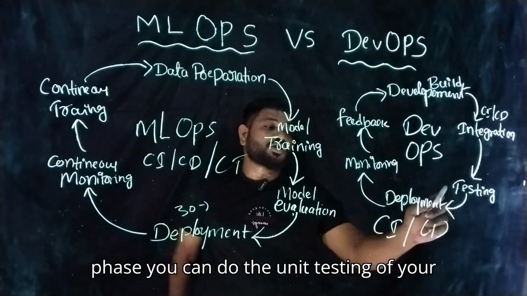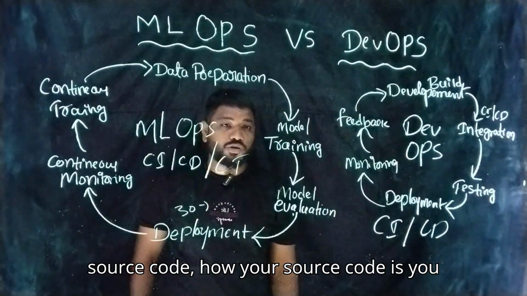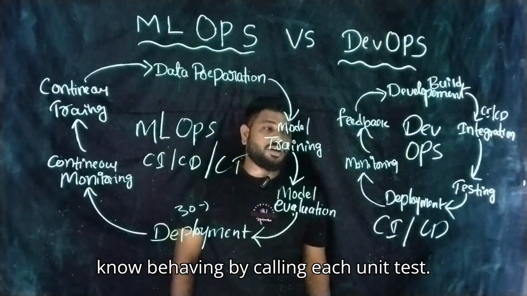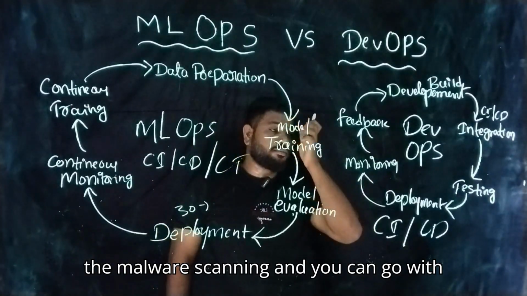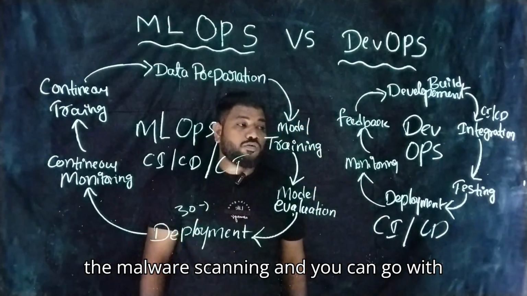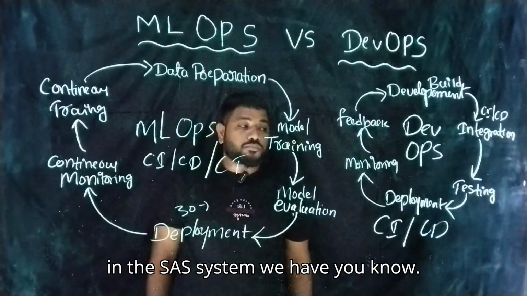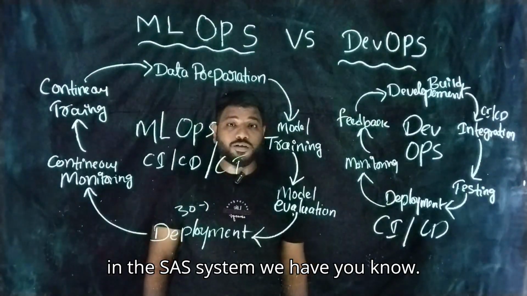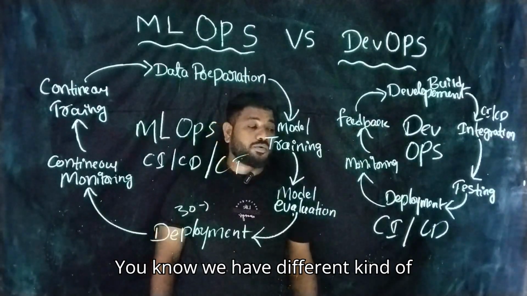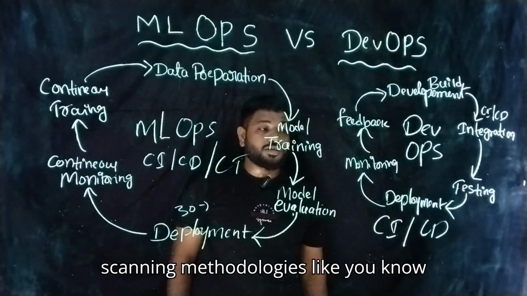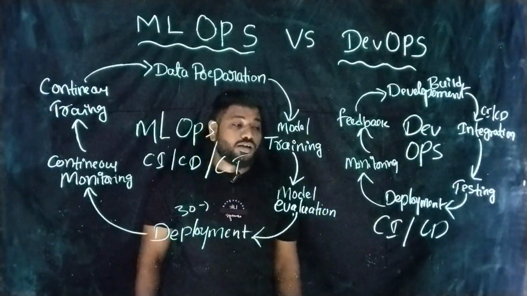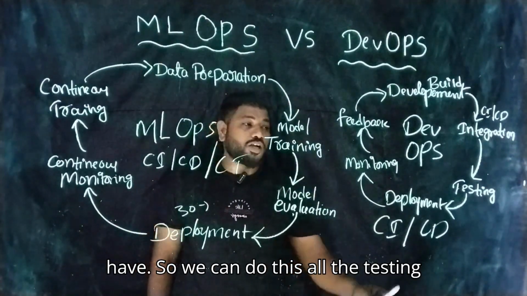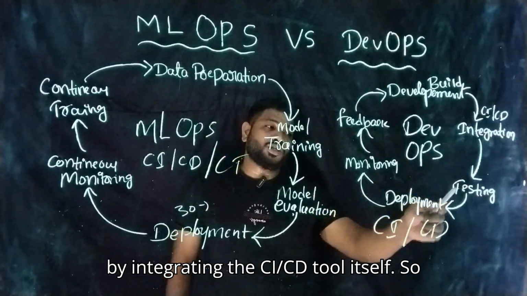And with this testing phase, you can do the unit testing of your source code, how your source code is behaving, by calling each unit test. And in this testing phase, you can call malware scanning. We have different kinds of scanning methodologies, like scanning for open source vulnerabilities, and a number of other tests. So we can do all this testing by integrating the CI/CD itself.